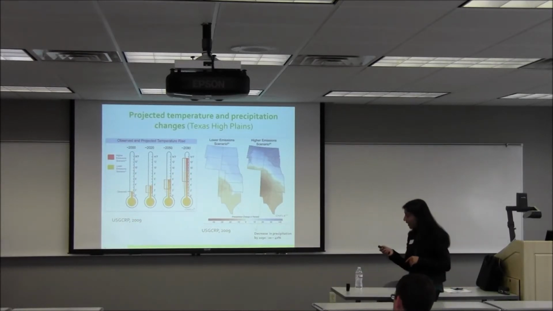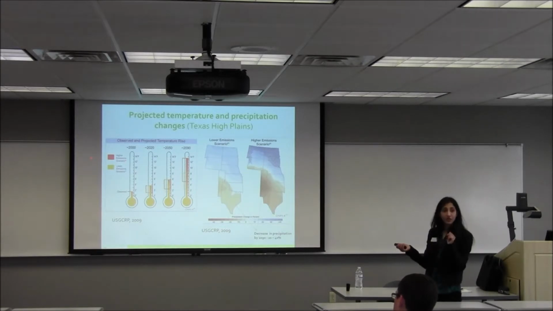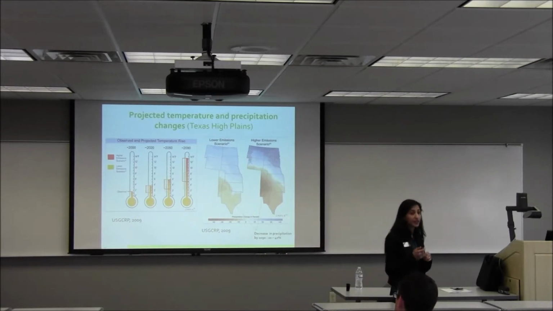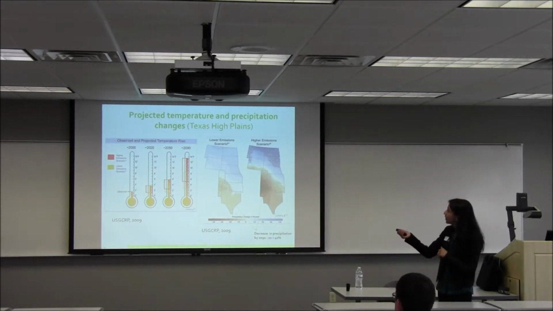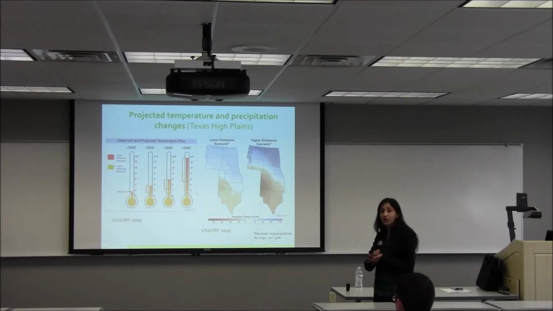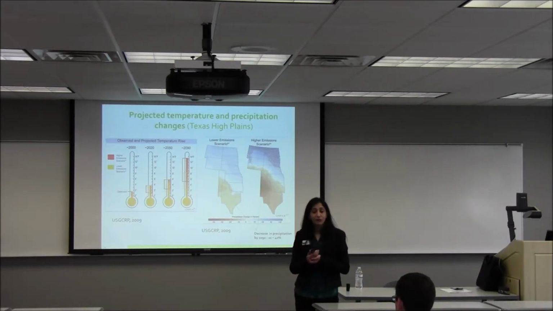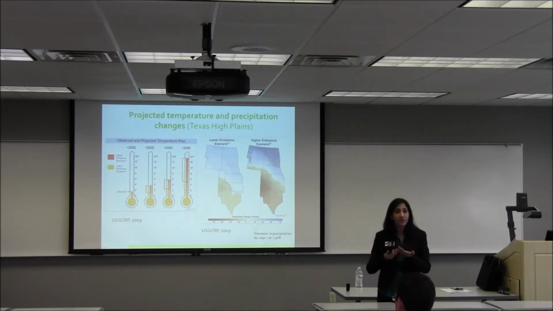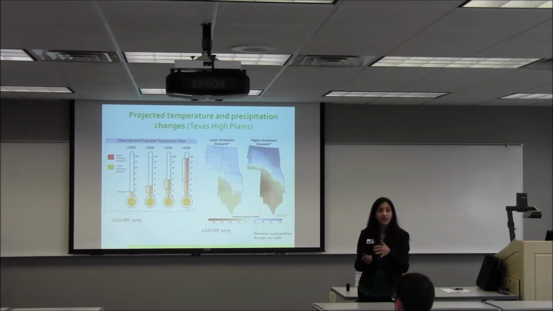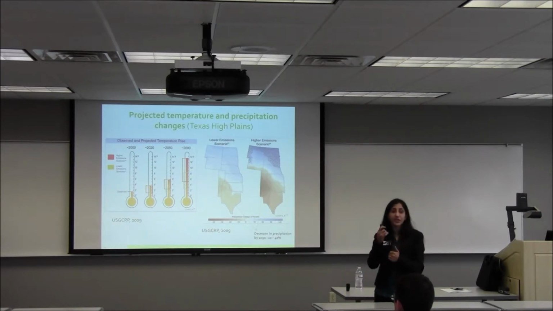And they pretty much ran two different scenarios. One was the higher emission scenario, and the second was the lower emission scenario. I'll talk about these emission scenarios in a little bit more detail, but basically, higher emission scenarios are future scenarios where you assume that a lot of these future conditions will be driven by fossil fuels. So a lot of carbon emissions will be because of fossil fuel consumption.